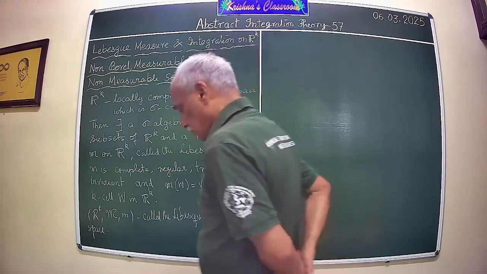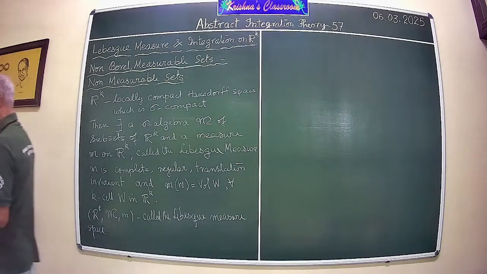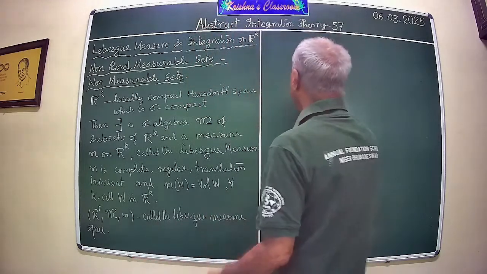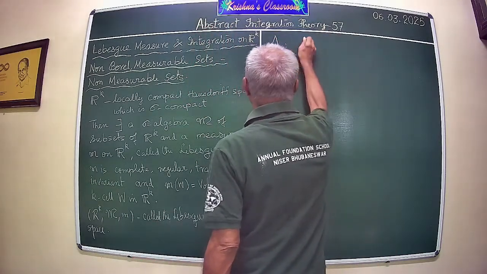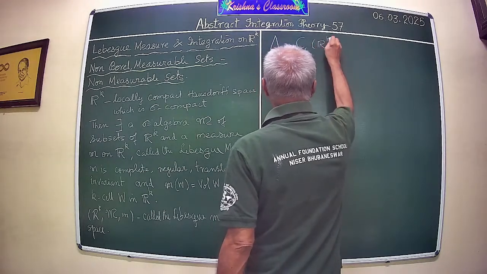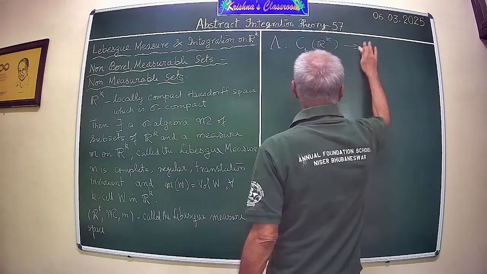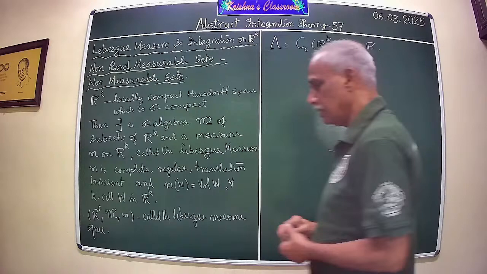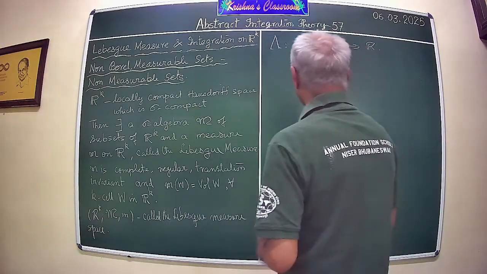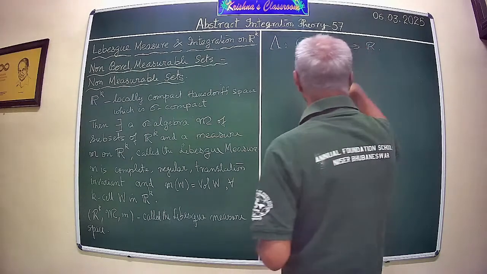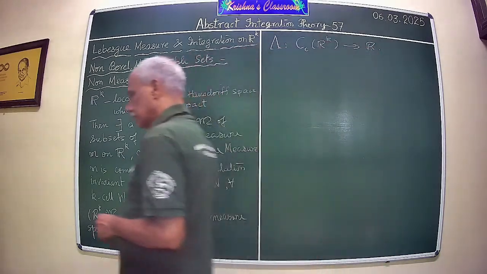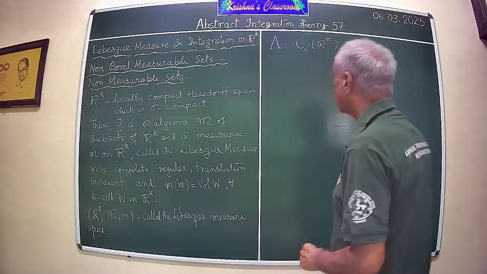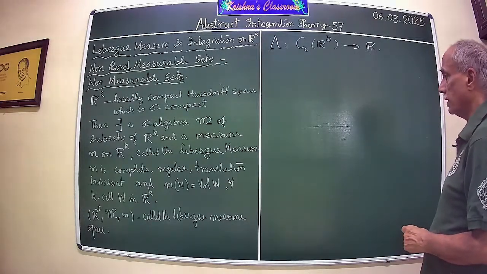Then we constructed a positive linear functional on C_c(R^k), a positive linear functional lambda from C_c(R^k) to R, or if you are taking complex valued functions, then of course you are making the map to C. But for non-negative real functions, lambda of f is greater than or equal to 0. That is what we mean by positivity.